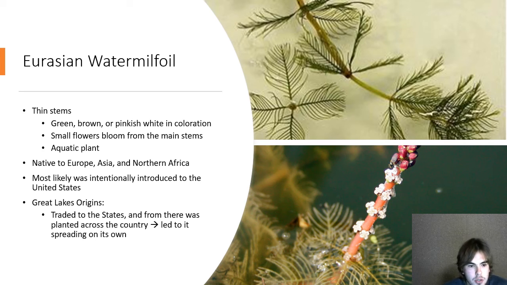It was native to Europe, Asia, and northern Africa, and it most likely was intentionally introduced to the United States, meaning that someone from Europe probably brought it over on a ship and they were trading it on the market, made some money for it, and whoever received it planted it here in America, and it has since spread all over the place. Its Great Lakes origin was that it was traded to the States, and from there it was planted across the country, as I just said, and the initial planting led to it spreading all on its own.